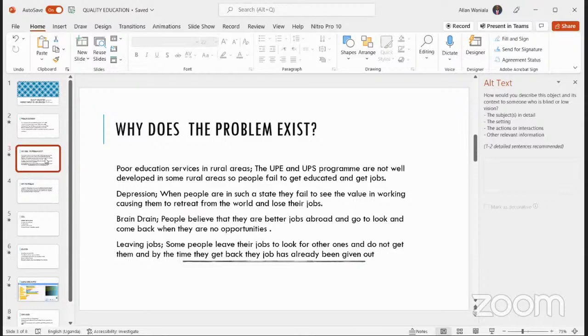Brain drain: people believe that there are better jobs abroad and go to look, and come back when there are no opportunities. And leaving jobs: some people leave their jobs to look for other ones and do not get them. By the time they get back, their job has already been given out.